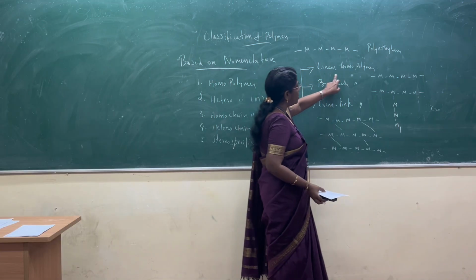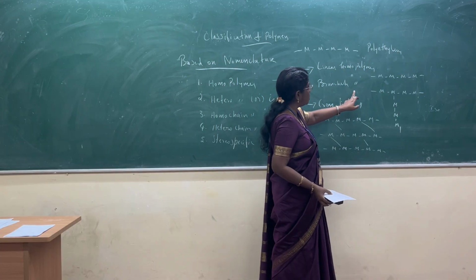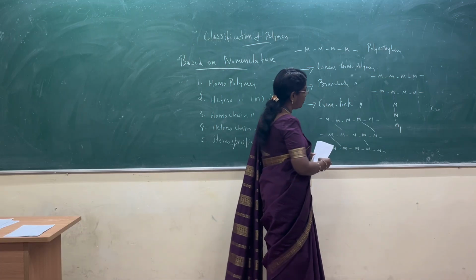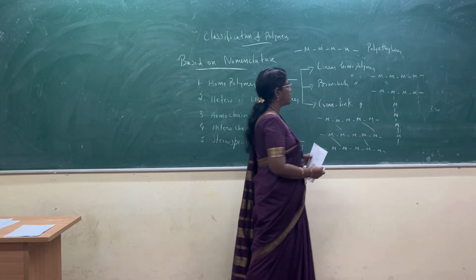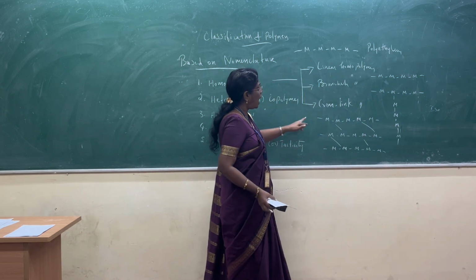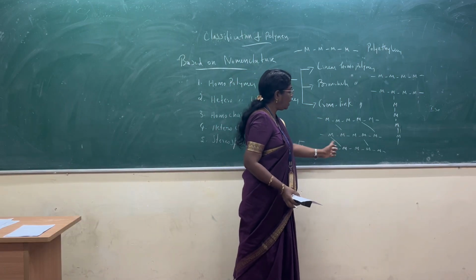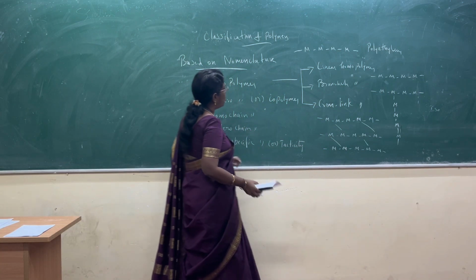So how is it arranged? Linear homopolymer is a linear arrangement. The branch homopolymers are arranged with one main chain and another a side chain. Like this is called a branch homopolymer. And the cross-linked homopolymer, so the polymer chains are linked by cross. So cross-linking, it is called a cross-linked homopolymer.